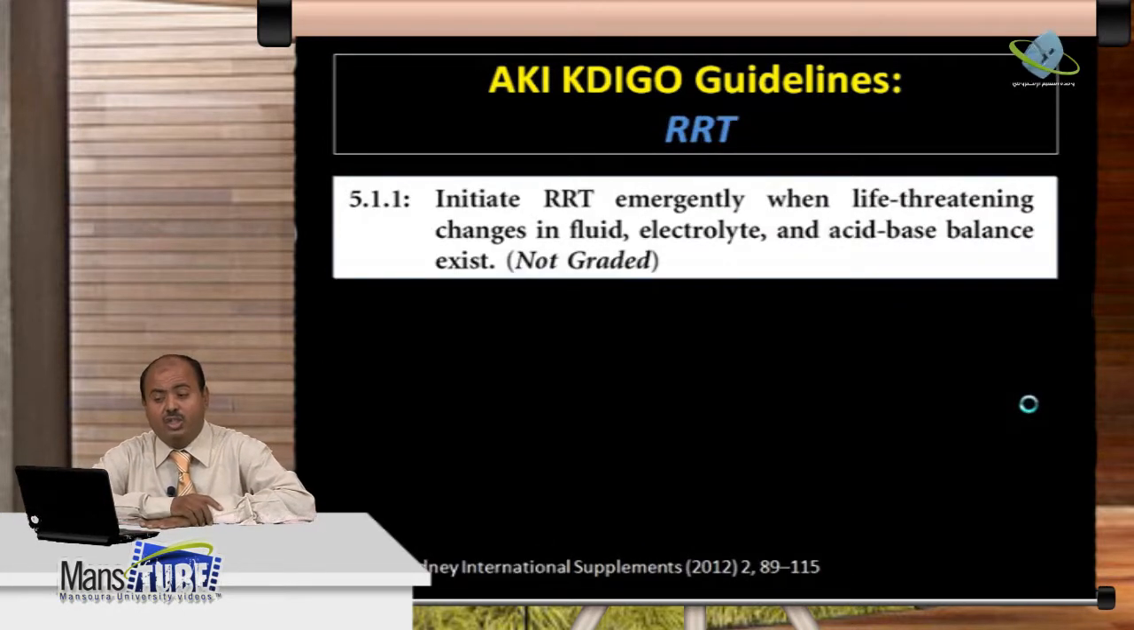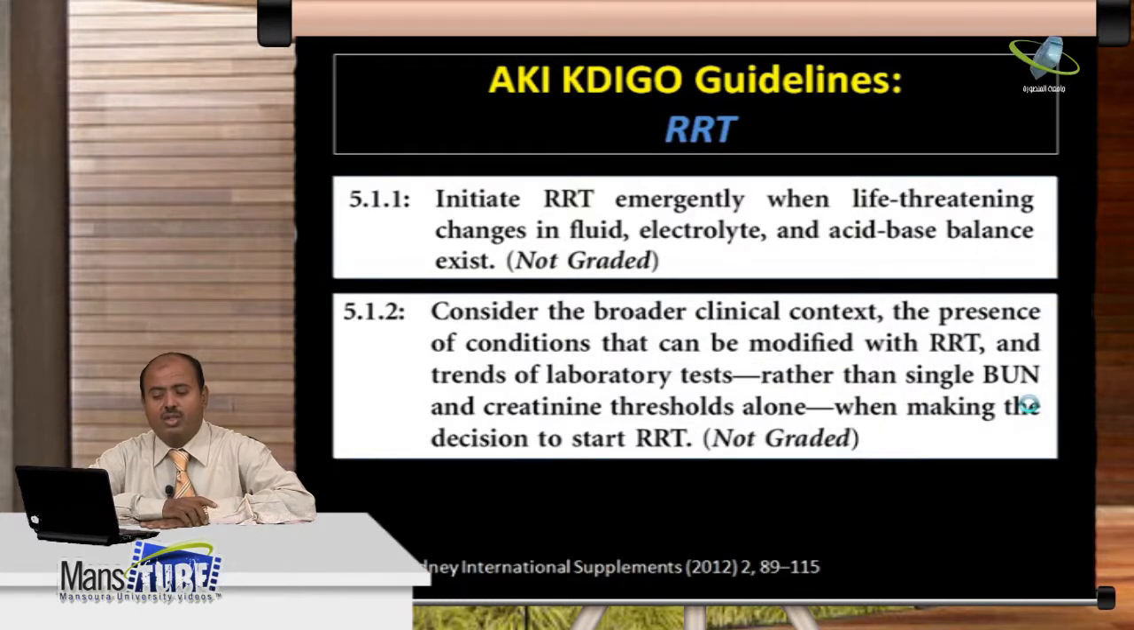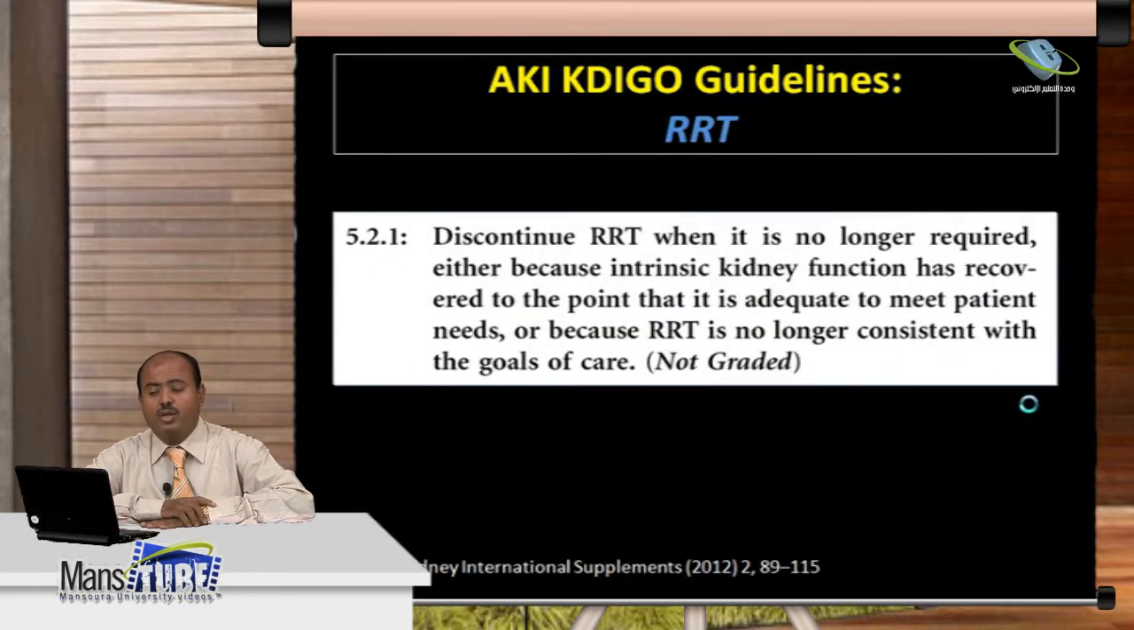Regarding renal replacement therapy initiation, initiate renal replacement therapy emergently when life-threatening changes in fluid, electrolytes, and acid-base balance exist. And we agree with that. Consider the broader clinical context, the presence of conditions that can be modified with renal replacement therapy, and the trends of laboratory tests rather than single blood urea nitrogen and creatinine thresholds alone when making the decision to start renal replacement therapy. Discontinue renal replacement therapy when it is no longer required, either because intrinsic kidney function has recovered or the patient doesn't need the renal replacement therapy.